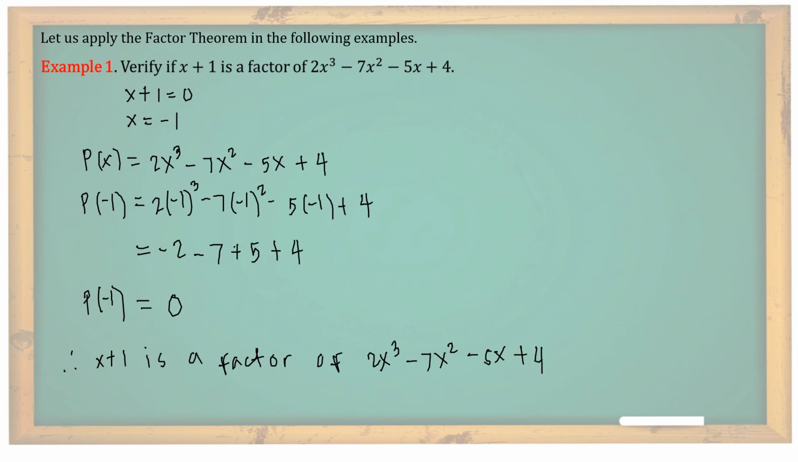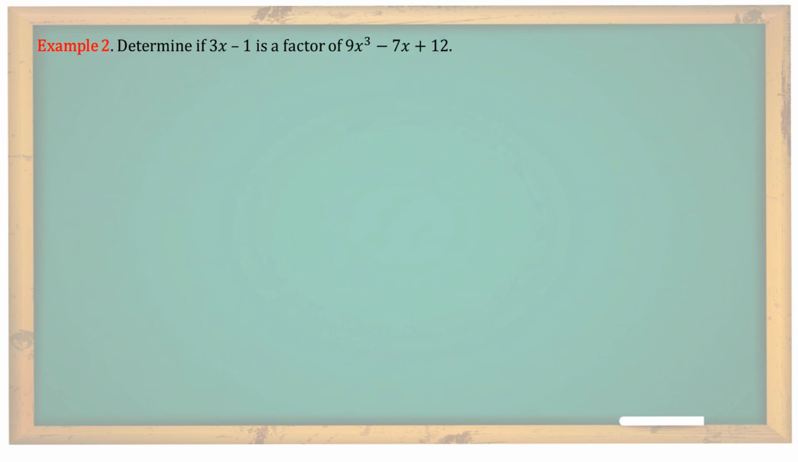Okay? Therefore, x plus 1 is a factor of 2x cubed minus 7x squared minus 5x plus 4. Let's proceed to example number 2. Determine if 3x minus 1 is a factor of 9x cubed minus 7x plus 12.